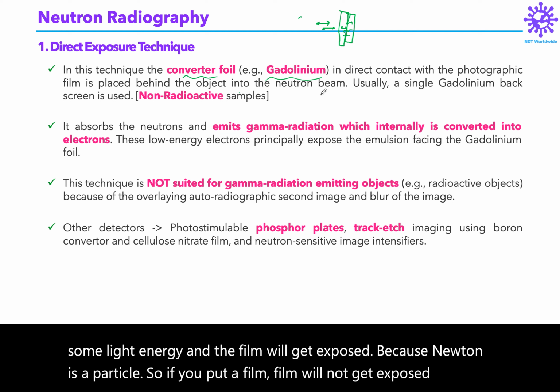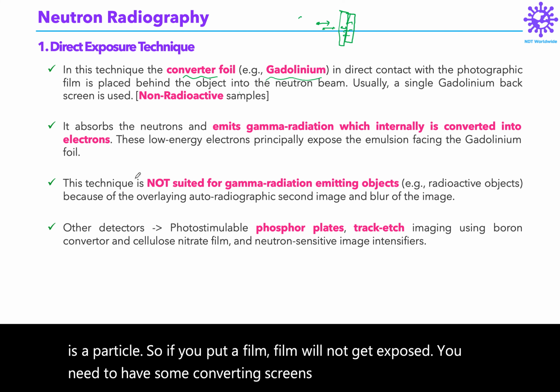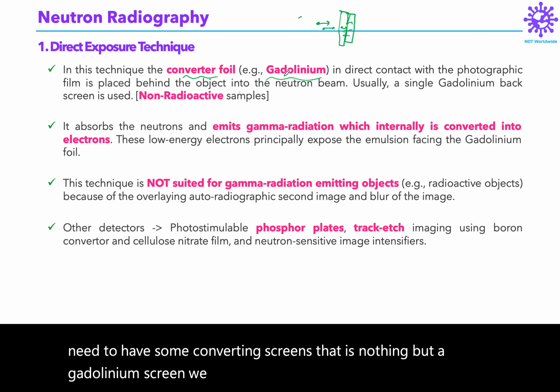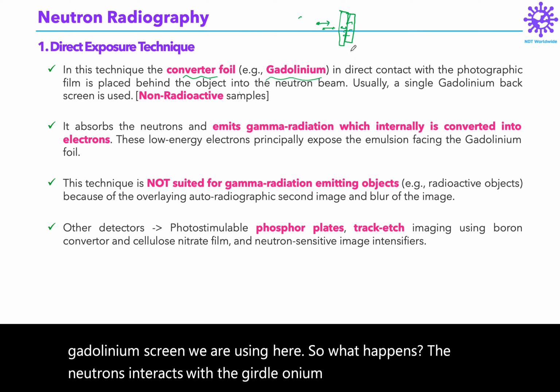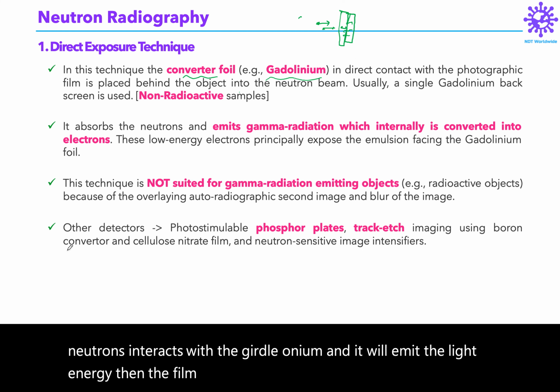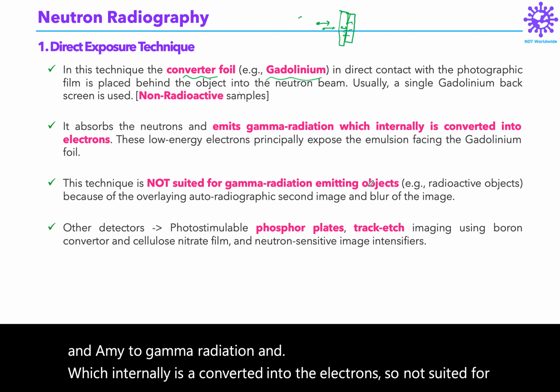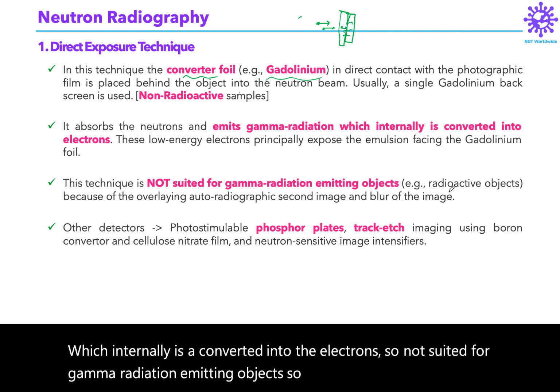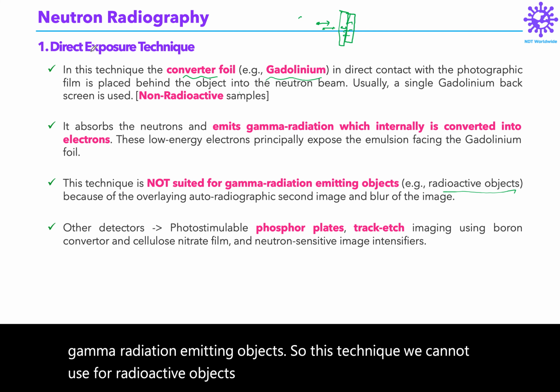You need to have some converting screens, that is nothing but a gadolinium screen we are using here. So the neutrons interact with the gadolinium and it will emit light energy, then the film will get exposed. It absorbs the neutrons and emits gamma radiation, which is internally converted into electrons. So it is not suited for gamma radiation emitting objects. We cannot use this technique for radioactive objects because it's a direct technique.